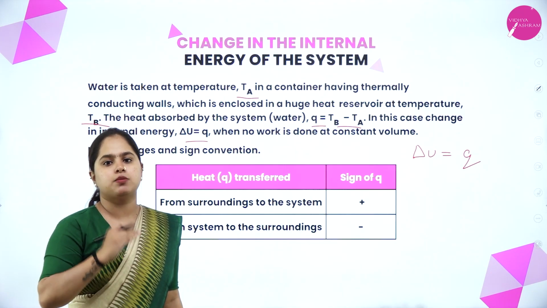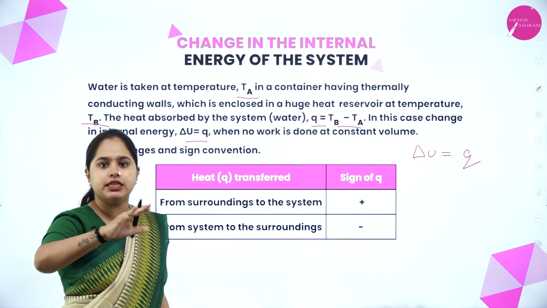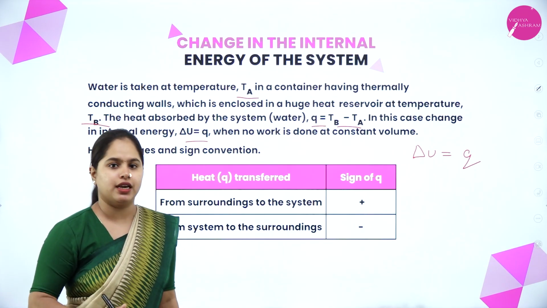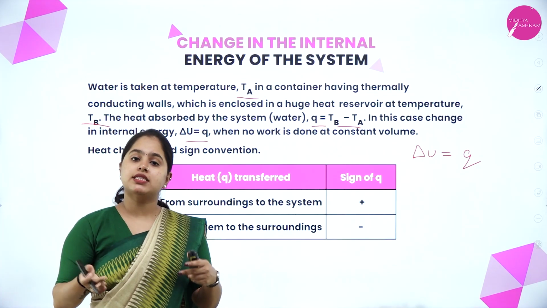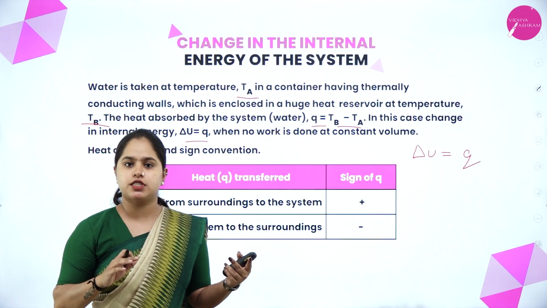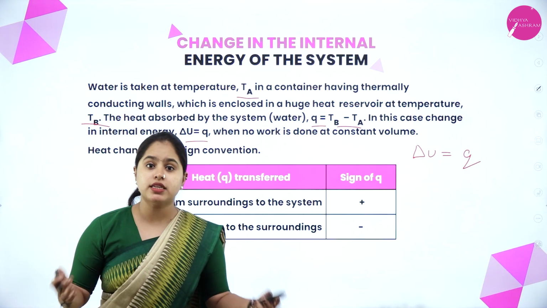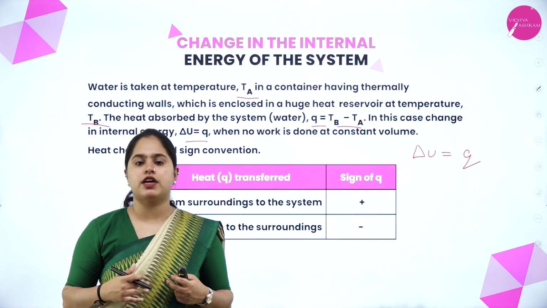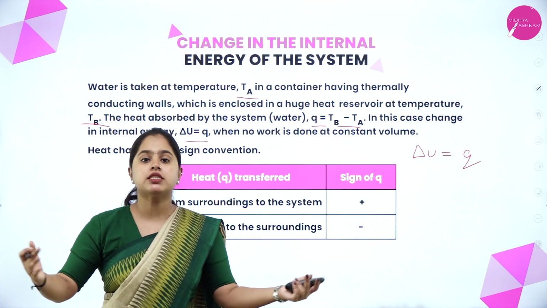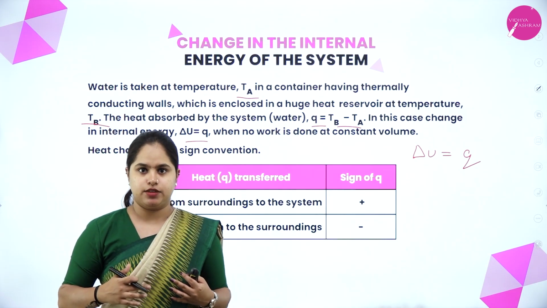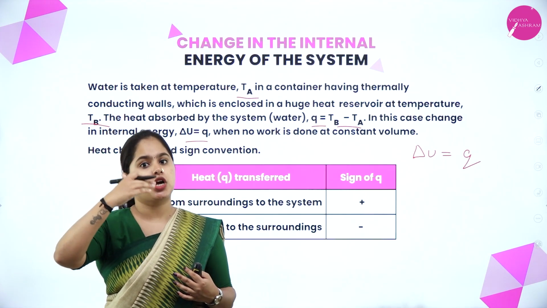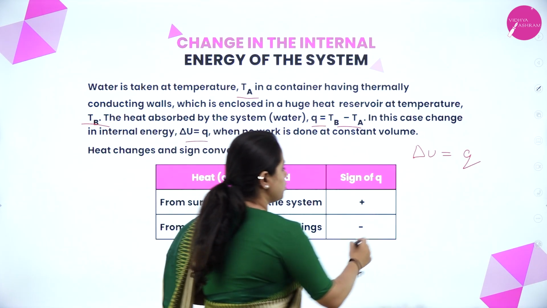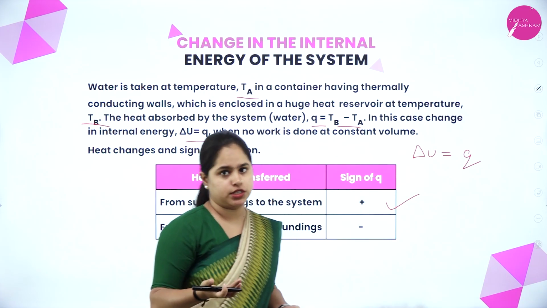That is, the heat absorbed or released will be equal to the change in internal energy. Here also you have to remember the sign conventions. Let's consider the same case that we have discussed before. From the surroundings, the system is getting the heat. If I am considering myself as the system, from the surroundings I am getting heat. The heat is transferred to the system, so that is a plus point for me. That means your Q will be positive.